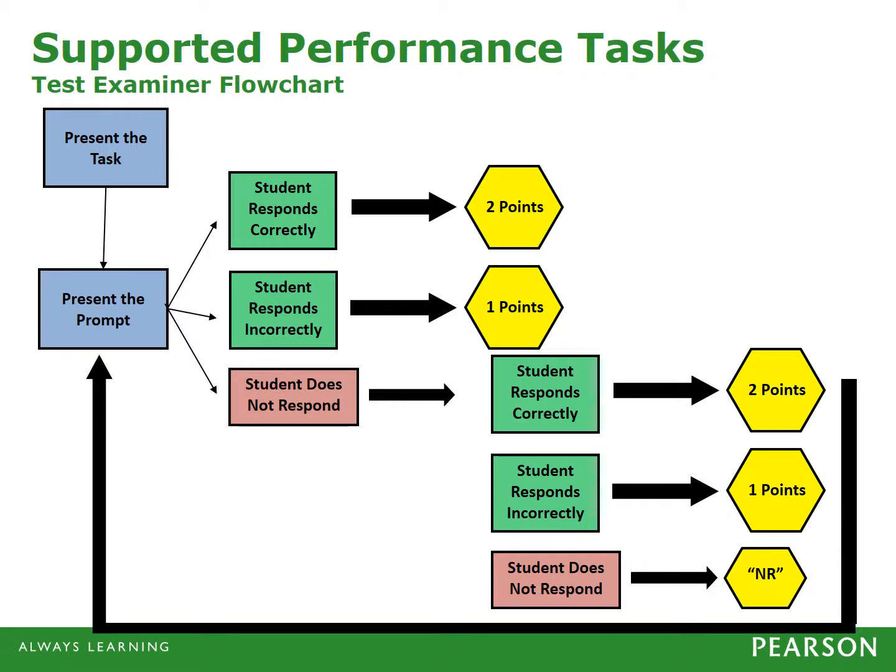If you present the prompt and the student does not respond, you'll present the prompt again. If the student responds correctly, they get 2 points. If the student responds incorrectly, they will receive 1 point. If the student does not respond, they will receive an NR.